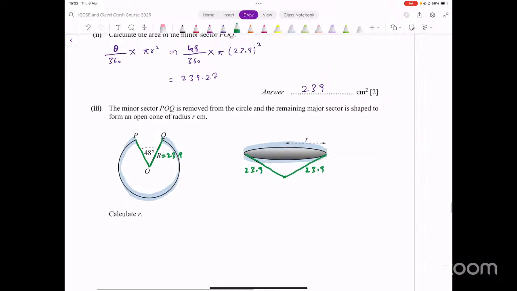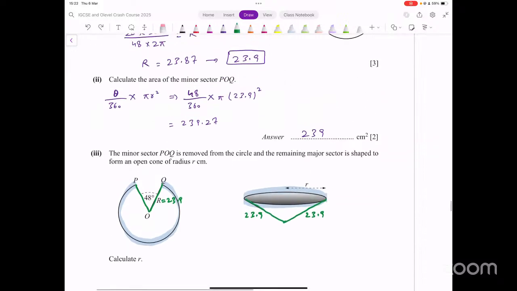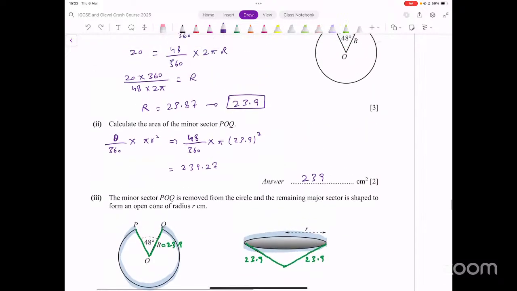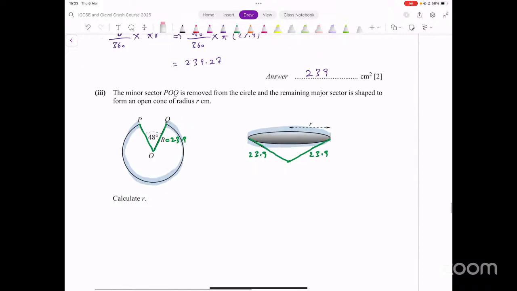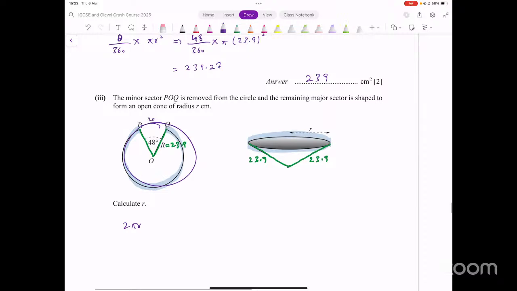Now, do we know what this arc length is? We know the arc length for the minor arc PQ. This part is 20, but we do not know the rest of it. We can find that because we have all the information we need. One idea is that you could find the circumference of the whole circle, 2 pi r, subtract from that this part, 20, and you would get the remaining part. That will be the major arc.